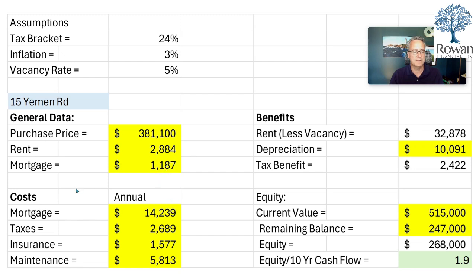So let's look at the expenses or costs associated with the property. Mortgage, we're annualizing that, $1,187 times 12, $14,239.